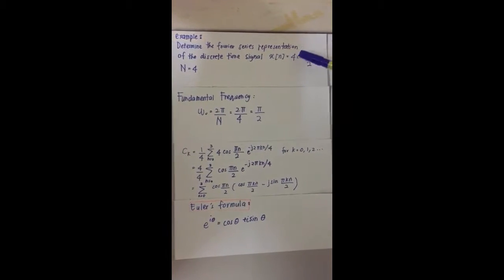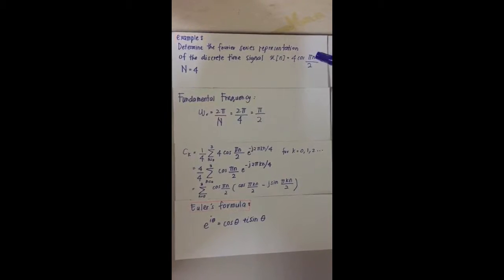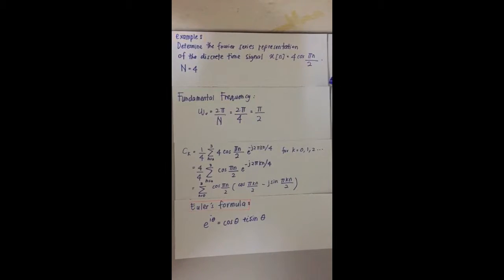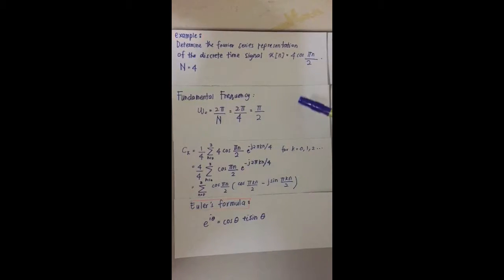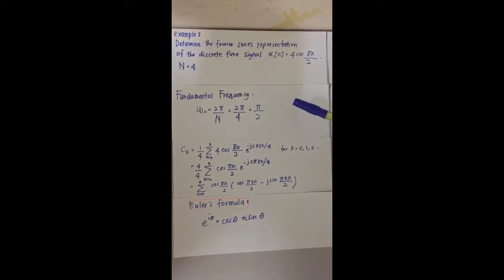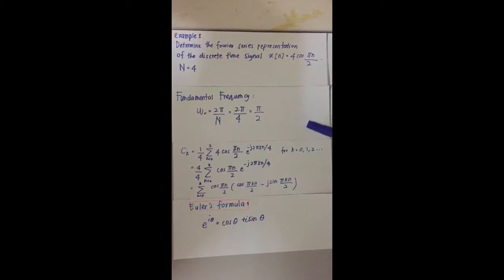For the DFS example, determine the Fourier series representation of the discrete time signal x of n equal to 4 cos pi n over 2, and the period is equal to 4. The first step, we must find the fundamental frequency, which is omega naught equal to 2 pi over N, and we will get pi over 2.